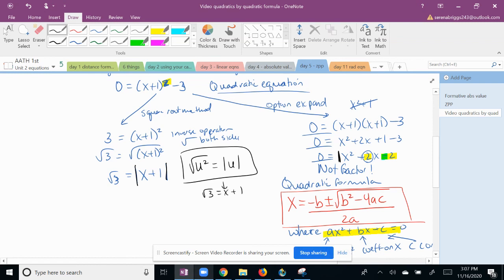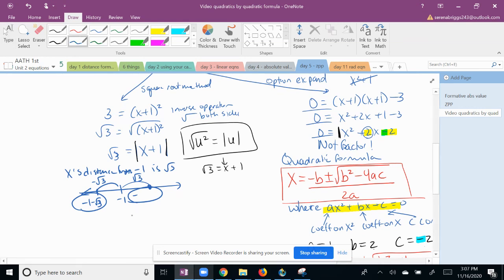Now I can use my absolute value equation techniques. This says x's distance from -1 is square root 3. If I drew a picture of that, I'm measuring from -1, and I want to go square root 3 this way and square root 3 that way. So this would be -1 plus the square root of 3, and this over here would be -1 minus the square root of 3. Same 2 answers.